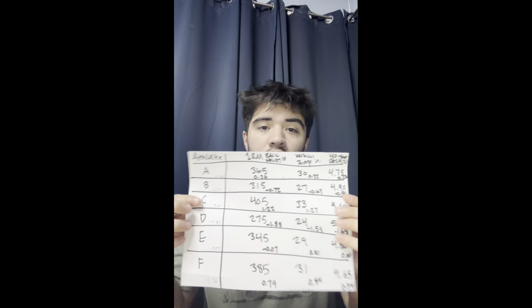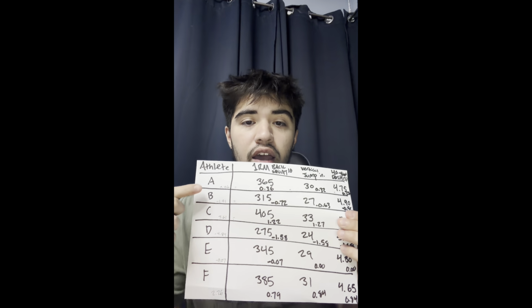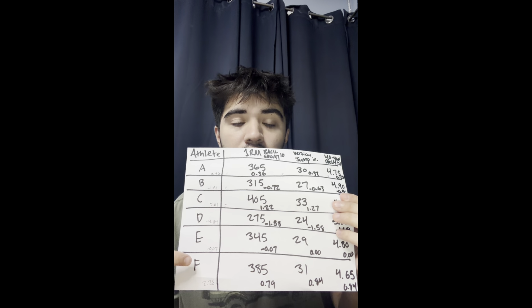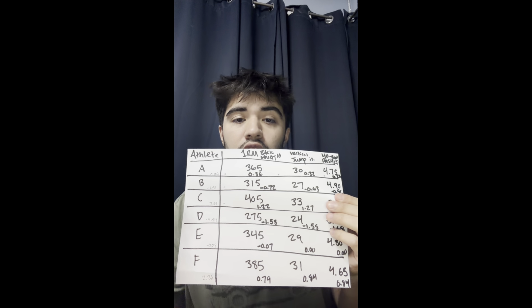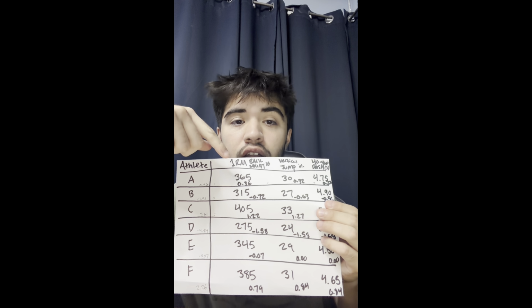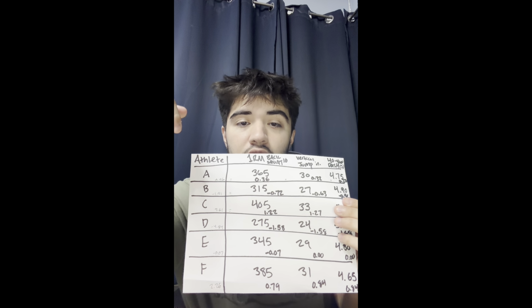So now we're going to look at a table so that we can examine some Z-scores. For this table, I have chosen 6 male high school football players with at least 1 year of resistance training experience. So here's my table. We have 6 athletes named A, B, C, D, E, and F. As you can see, we're going to look at the 1 rep max on the back squat, the vertical jump, and the 40-yard dash.